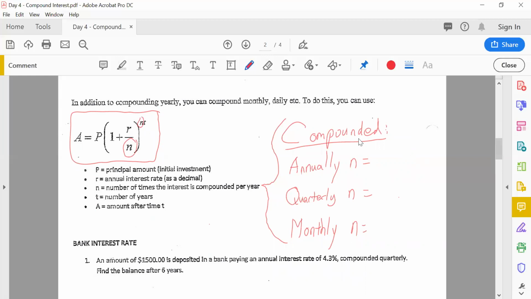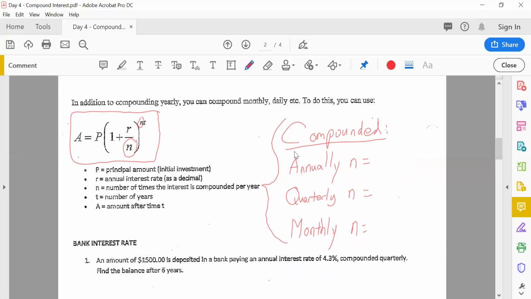So P is still the principal. R is still the annual interest rate. N is the number of times that your money or your interest is compounded per year. T is the number of years, and A is the accumulated amount. So N has 3 common values.